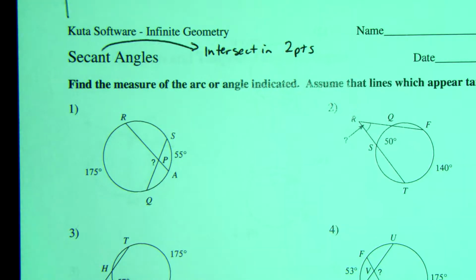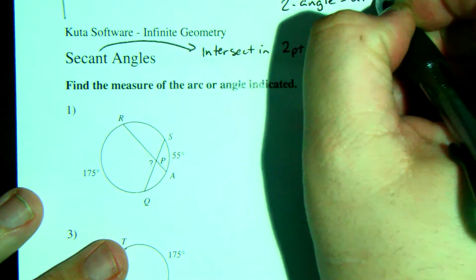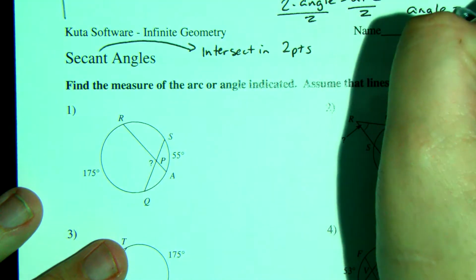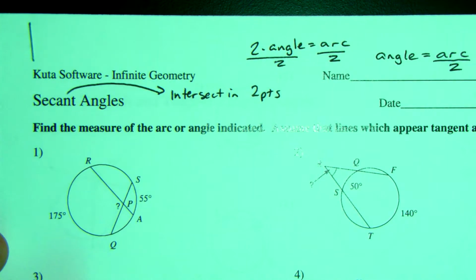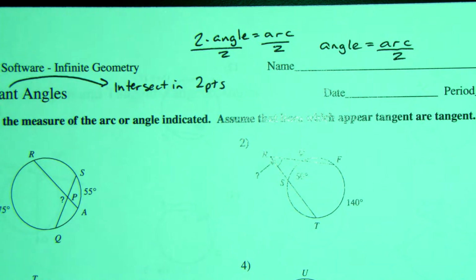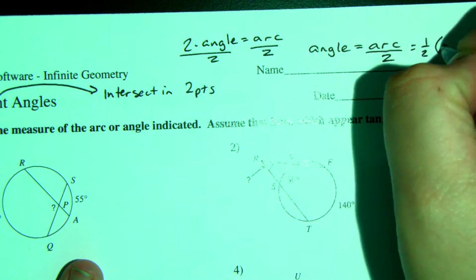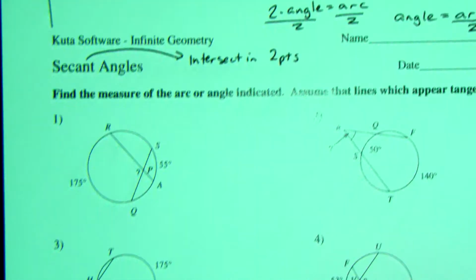But it's always going to be the average. Because remember, that equation we had, 2 times the angle is equal to the arc. Well, if you divide that by 2, the angle is equal to the arc divided by 2. So if we just do that, we get the arc divided by 2, which is just 1/2 times the arc. But now, what's going to happen is, and I'm going to go through and show you these by example.